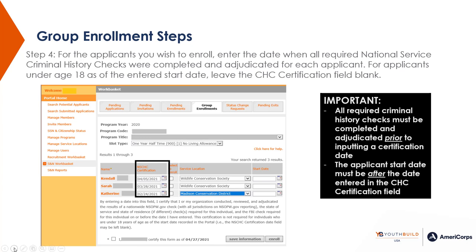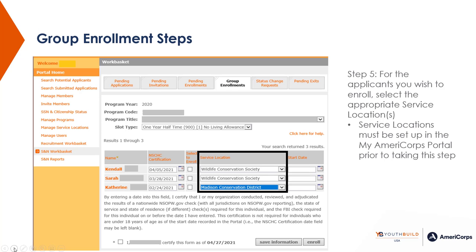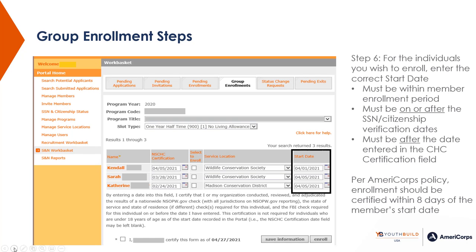And then you're going to want to fill in all of the criminal history check information for each individual. And this needs to be, as I've said a few times, at least the day before that individual's start date. So you're going to select their service location. Again, most of you are only going to have one, so it should be fairly straightforward. And then finally, you're going to select the start date. So keep in mind this start date needs to be at least a day after that criminal history check certification happens.